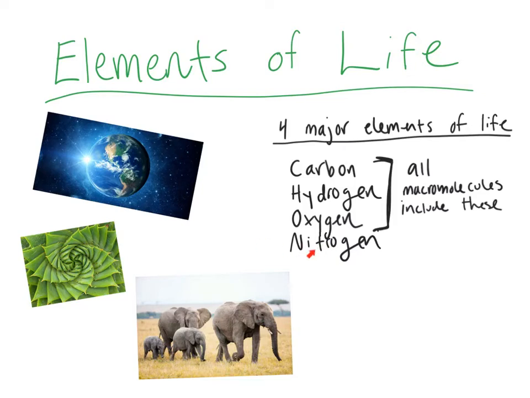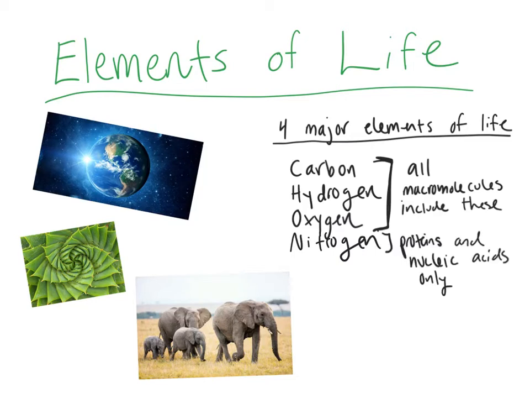Now, nitrogen, on the other hand, is not going to be included in our carbs and lipids. Nitrogen is going to be found in proteins and nucleic acids, and that's it. So you'll never see nitrogen in any fats or phospholipids or sugars or polysaccharides, anything like that. But all of your proteins and your nucleic acids will include nitrogen.